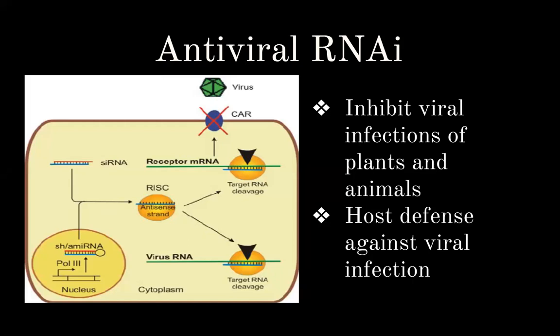So antiviral RNA interference is basically the host defense against viral infection, which will prevent viral infections of plants and animals. So the antiviral RNA interference approach would be used against the virus or the virus receptor, where the gene's silencing would prevent the entry to the cell.